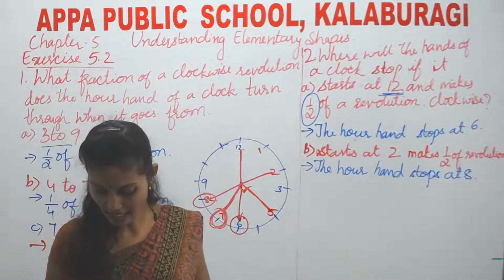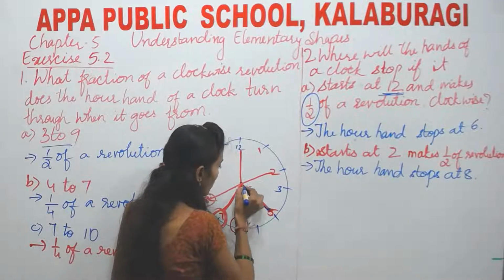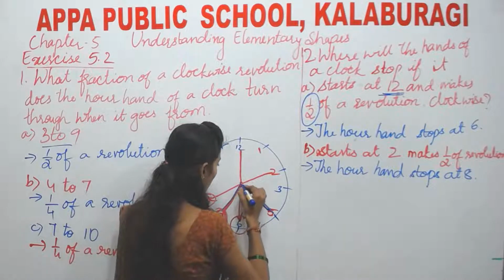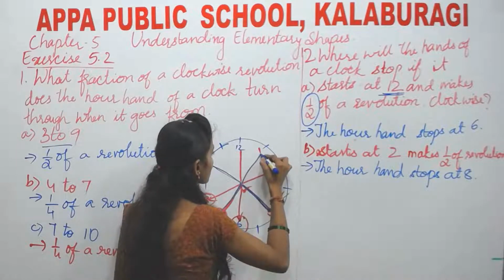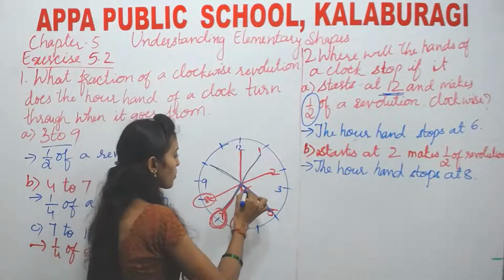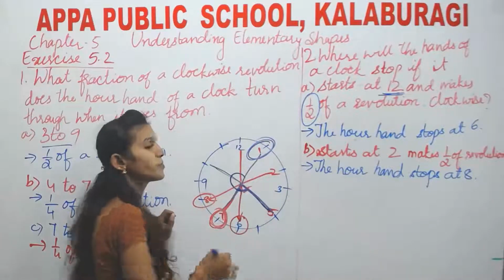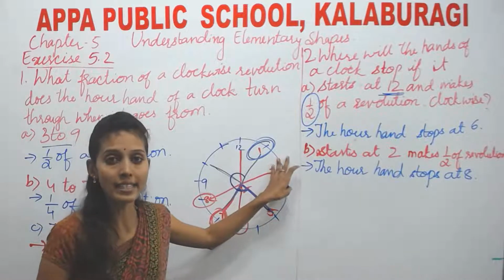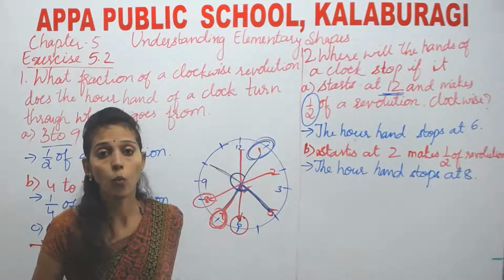Next, starts at 5 and make 3/4. Starts at 5, make 3/4. This is 1/4. Okay, from here to here, this is 2/4. And from here to here, this is 3/4. So from 5, 3/4 of revolution. So where will it stop? Where will it stop? It stops at 1. Okay, it stops at 1.